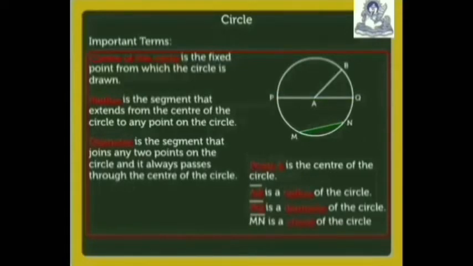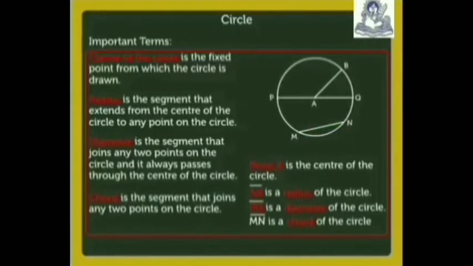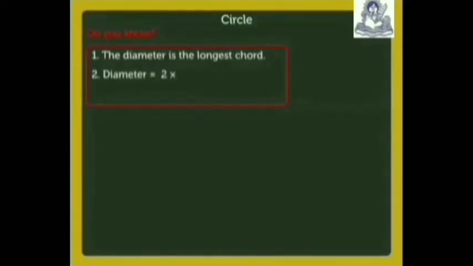Line segment MN is a chord of the circle. Chord is the segment that joins any two points on the circle. Do you know? 1. The diameter is the longest chord. 2. Diameter equals twice the radius. 3. A circle has many radii and diameters.